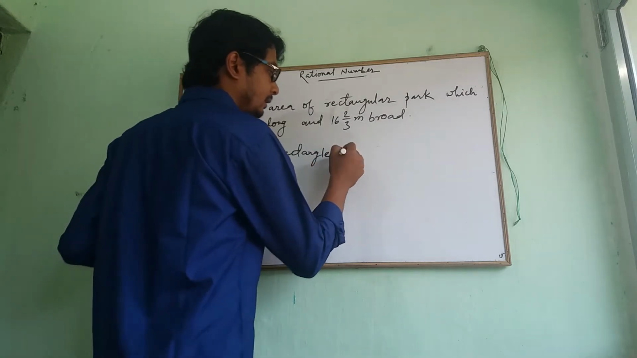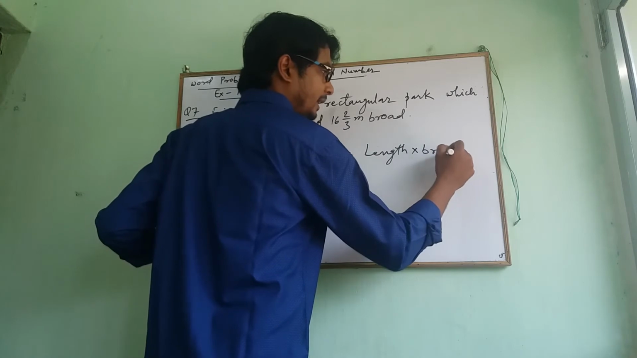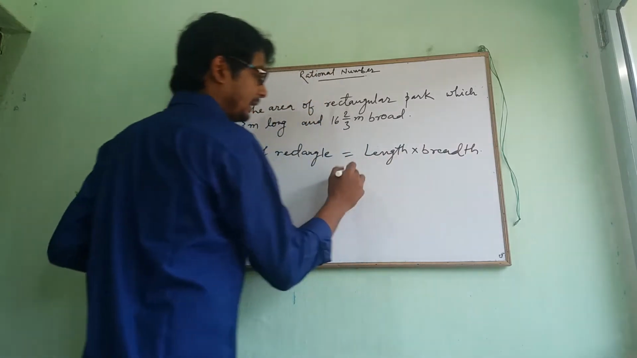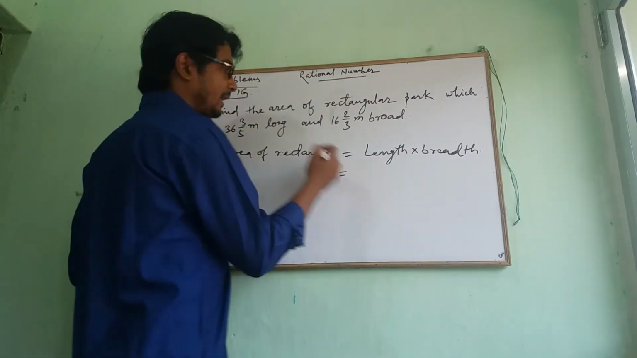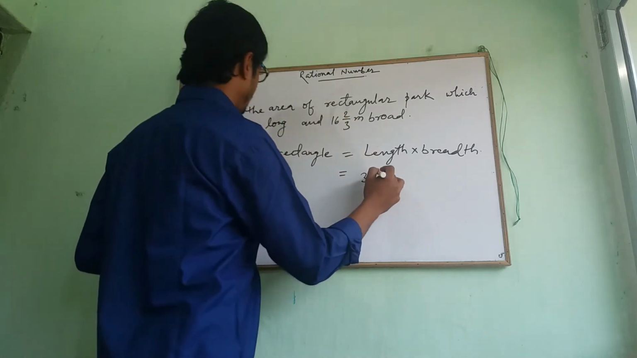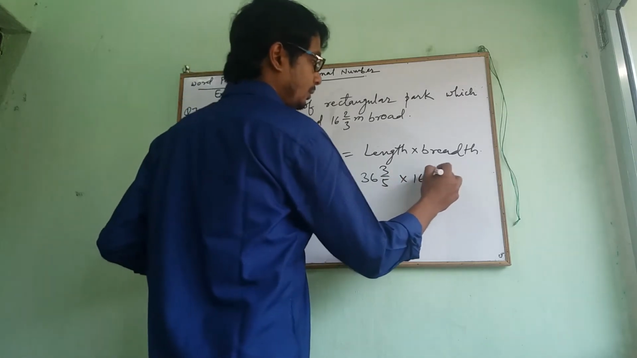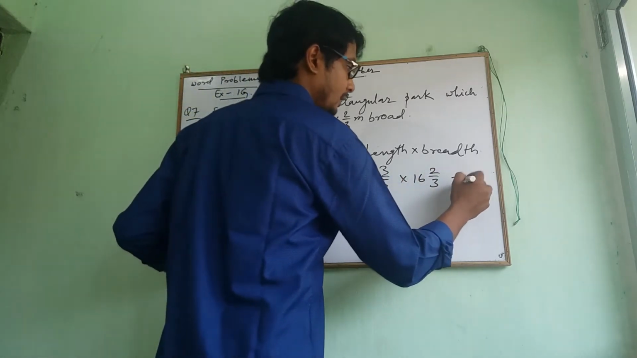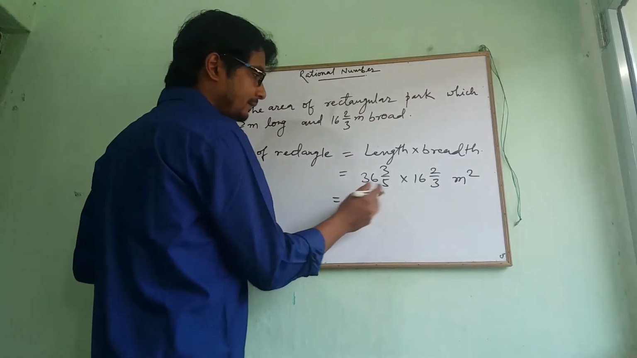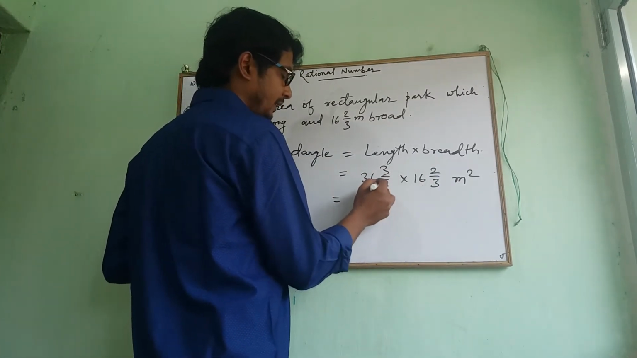Area of rectangle is length into breadth. So I find that this is a very easy question. We have to just multiply the length and the breadth. We will get the answer. So that is 36 whole 3 by 5 multiplied by 16 whole 2 by 3 meter square. So the answer will be, convert this into regular fractions.